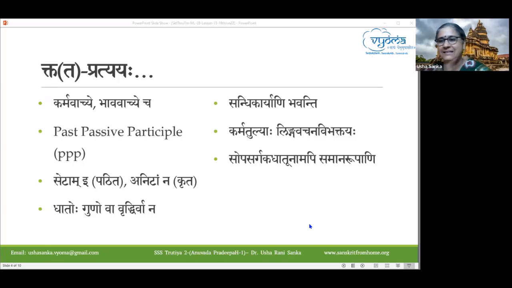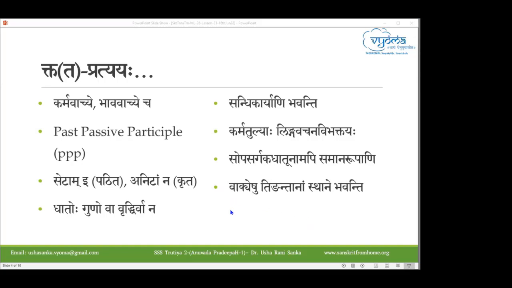But here there is nothing like that. All other pratyayas are unaffected by the upasargas. Nothing to do, least bothered. Upasargas happen on the left side of the dhatu and pratyayas happen on the right side of the dhatu. That's why no effects. Purely no effect. Okay. Clear?